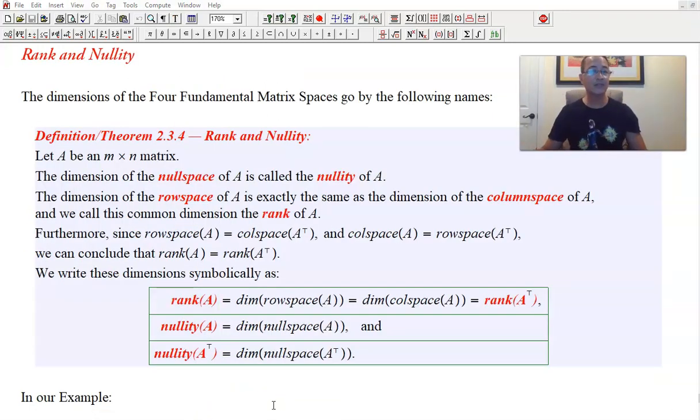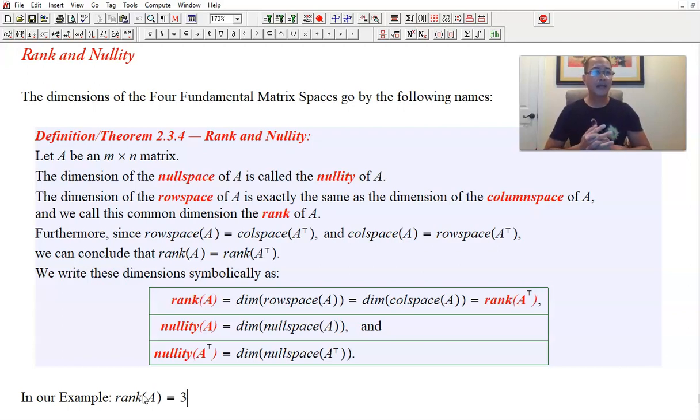Okay, so let's finish off this video with a couple of definitions and a theorem relating these definitions. We noticed that the number of leading ones controlled the dimension of the row space and column space. So that common dimension is called the rank of our matrix. In our example, the rank of A is equal to 3. We just worked with the row space. There were 3 non-zero rows in that matrix.